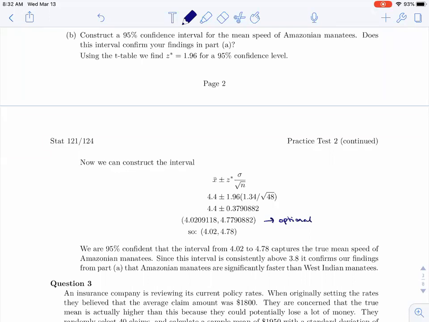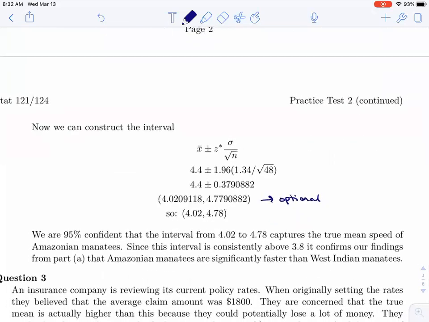As long as you round properly, you're okay. Once you have your confidence interval, we have to interpret it, and we use the same interpretation as always.